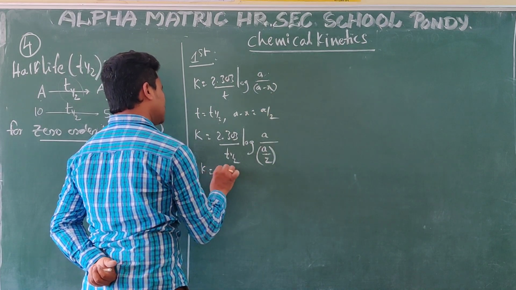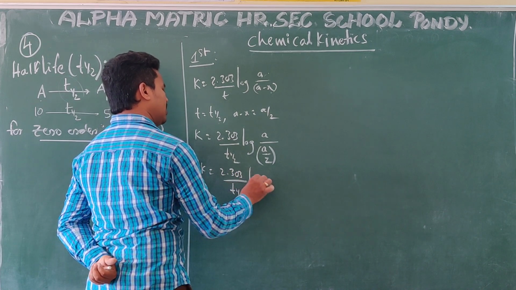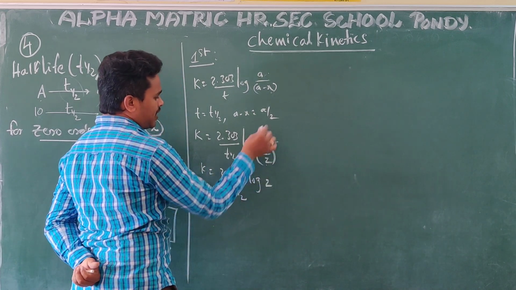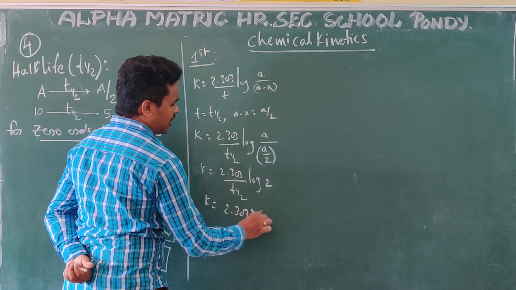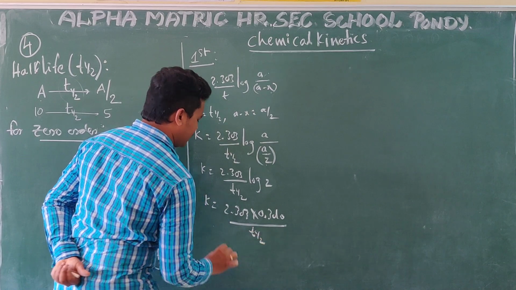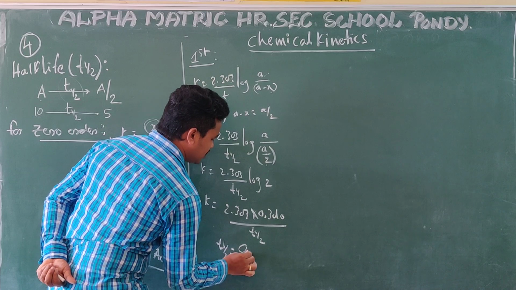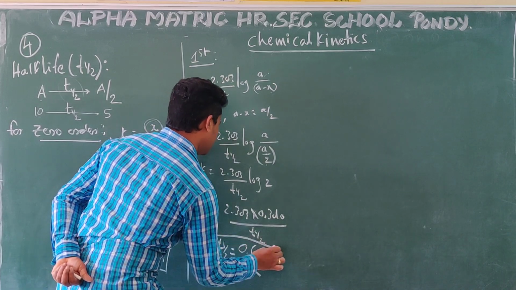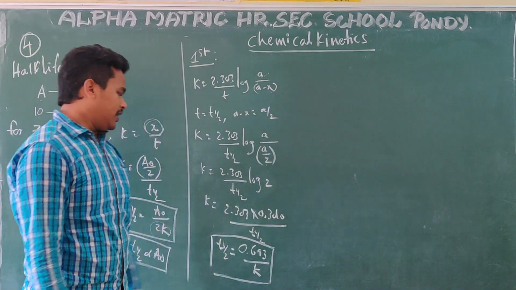Now what am I writing? K is equal to 2.303 by T half log of A by A by 2. A cancels, and the 2 goes up. So K is equal to 2.303 log 2 by T half, which is 0.3010 by T half times 2.303. So T half is equal to 0.693 by K. This is important: T half is equal to 0.693 by K.